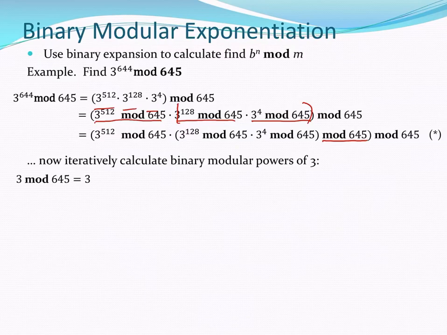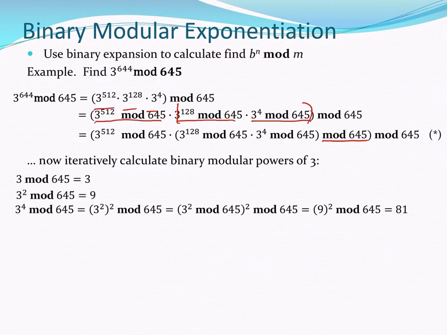All right, so 3 to the 1 mod 645 is 3. 3 squared mod 645 is 9. 3 to the 4th mod 645, well, that's 3 squared squared mod 645. But I can take the modulus of any factor in the argument of a modulus. So that's going to be 3 squared mod 645, squared, still mod 645. But I have an expression for that, and that's 9. I can plug it in, get 9 squared mod 645, which is 81.